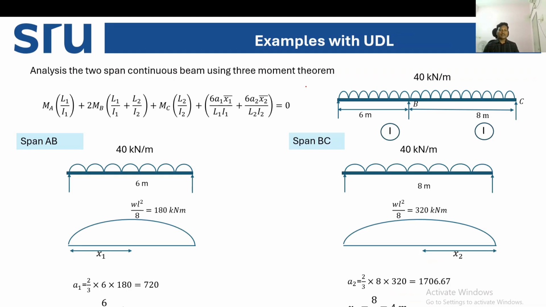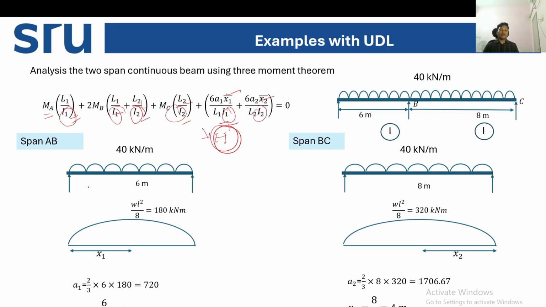So yeah, let us solve this problem. The equation, if you write, it's a two-span problem. So the equation will be MA L1 by I1 plus 2MB (L1 by I1 plus L2 by I2) plus MC L2 by I2 plus 6A1 X1 bar by L1 I1 plus 6A2 X2 bar by L2 I2 is equal to 0. But in this particular problem, we have to assume the flexural rigidity is constant throughout. So no need to consider the moment of inertia in the formula.